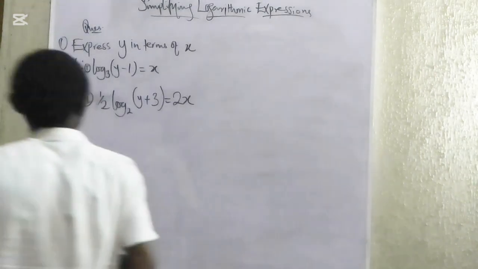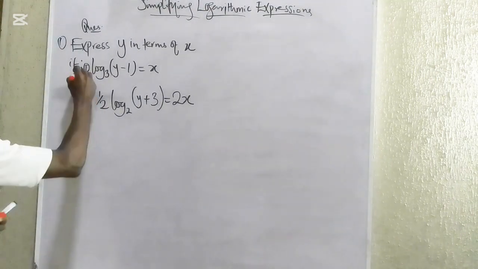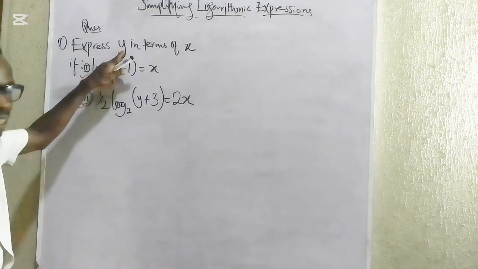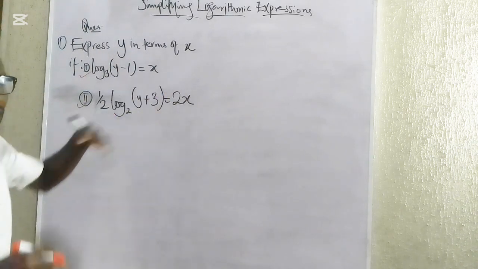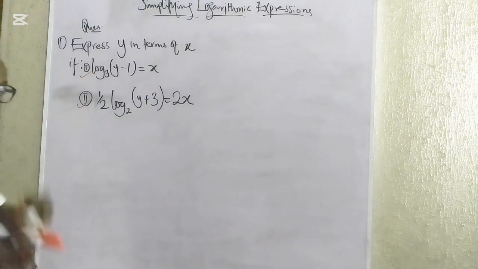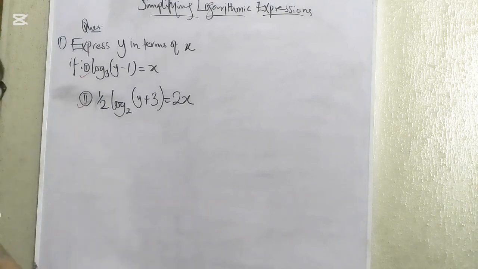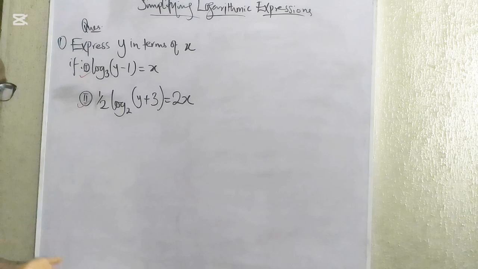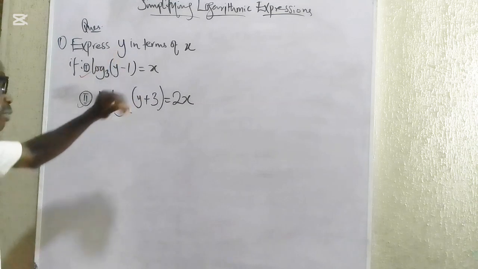Now let's go straight. What we have is two questions. We have one here, one here. The question is, express y in terms of x. Now notice in mathematics you may use any alphabet. So more often than not, x and y is being used, but it could be z, it could be u, it could be f, it could be b. So express y in terms of x.